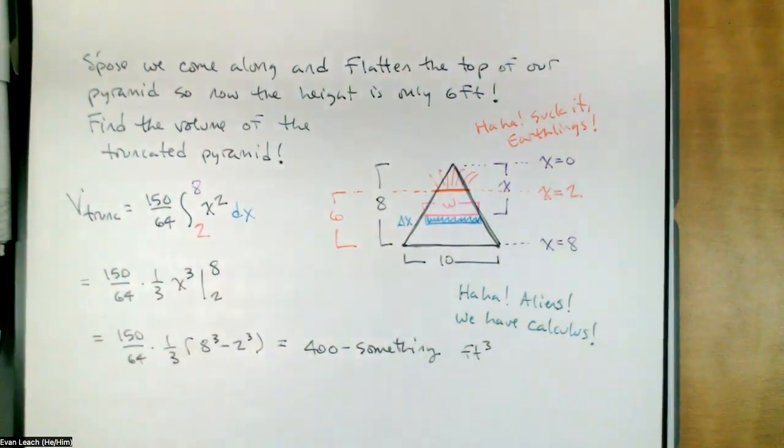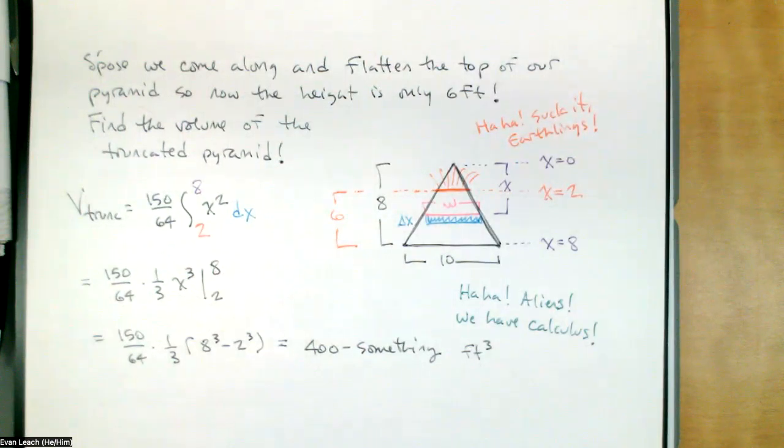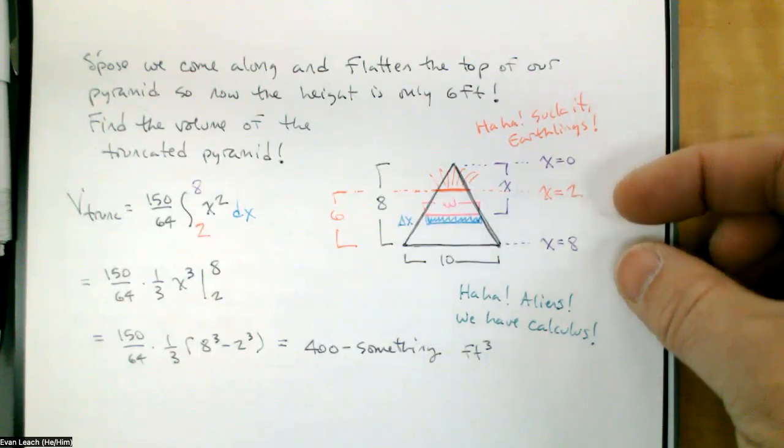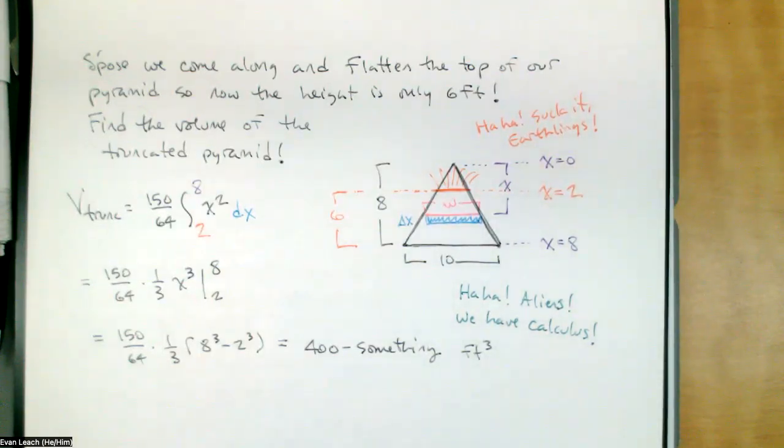I like it. The most common mistake that you're going to make here is integrating from 0 to 6, but that's not the bottom 6 feet of the pyramid. That's the top 6 feet of the pyramid. If we integrate from 0 to 6, that's going to be the top 6 feet of the pyramid, not the bottom 6 feet of the pyramid.